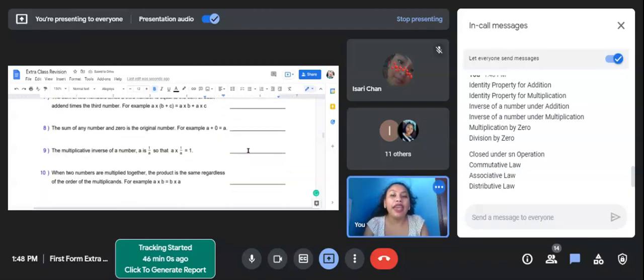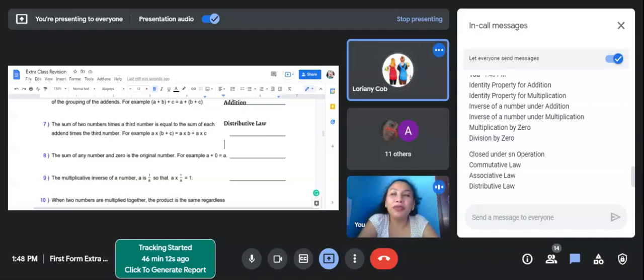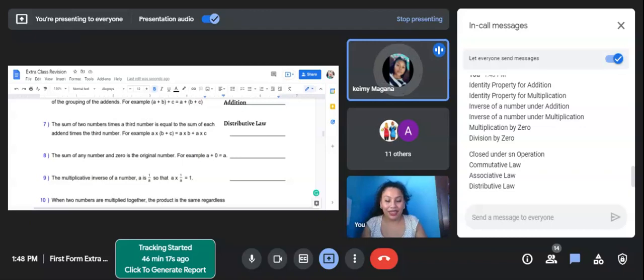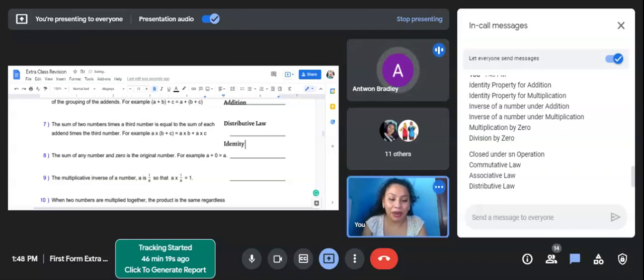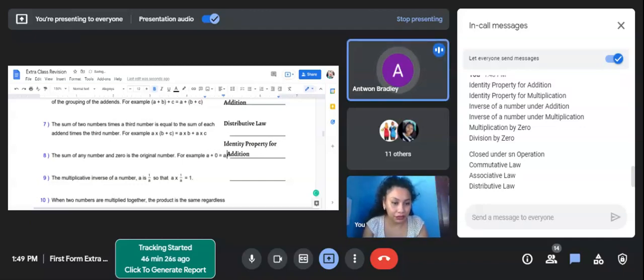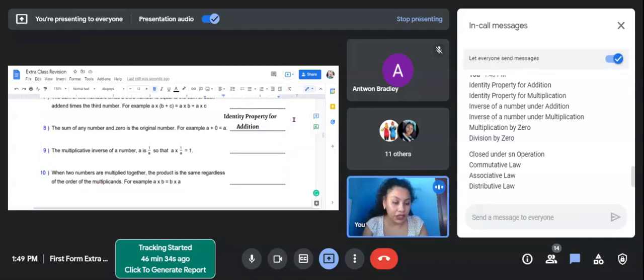Distributive law. The sum of any number and zero is the original number. When I add something to zero, it gives me back the same number. What is that called? Identity law. The identity property for addition. Very good. Okay, very good, very good.